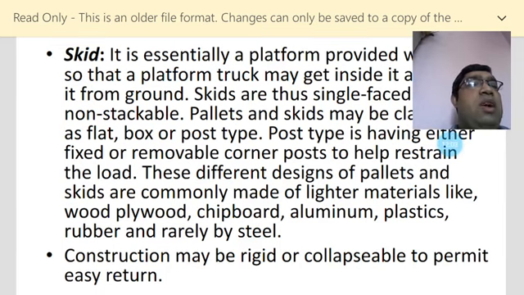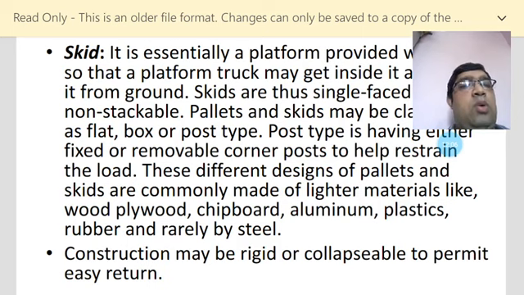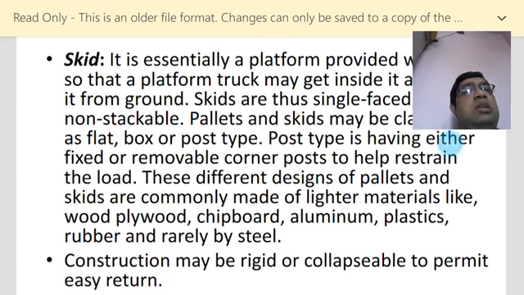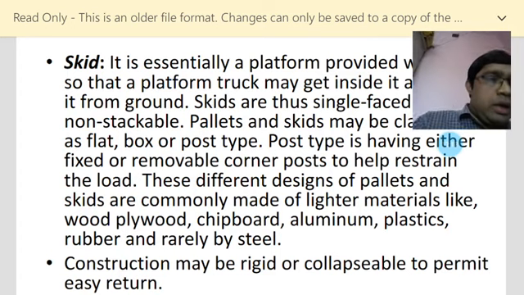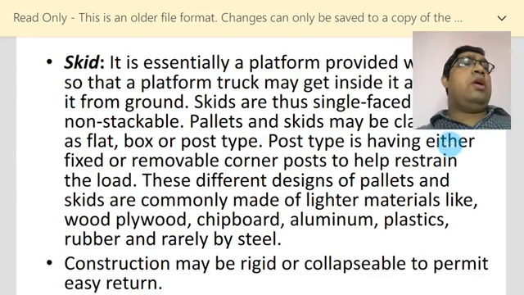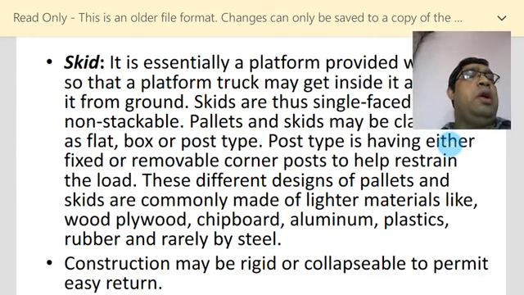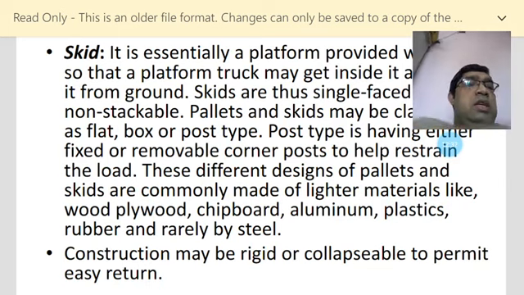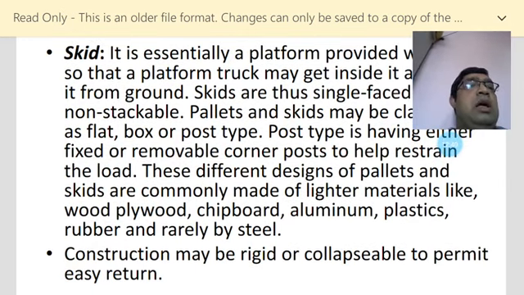The different designs of pallets and skids are commonly made of lighter materials like wood, plywood, chipboard, aluminum, plastics, rubber, and rarely steel. Basically this type of equipment is used in hawkers corners and hawkers places. These persons cannot afford the high cost of equipment, and they also require relaxation or easiness. In these places this is very essential, because the weight is lighter and the cost is also less.